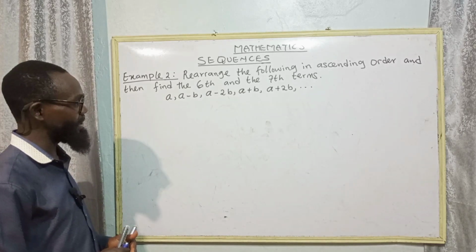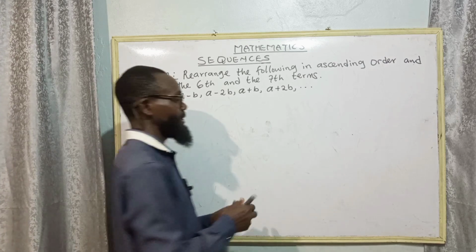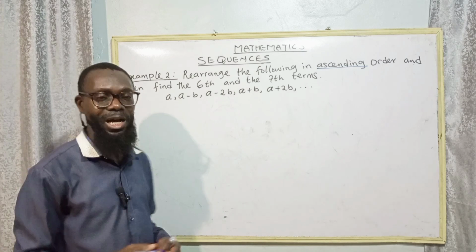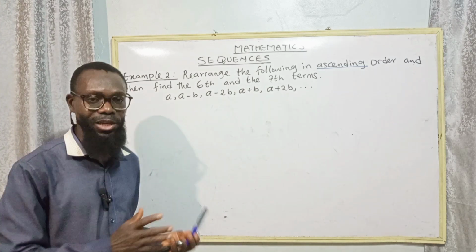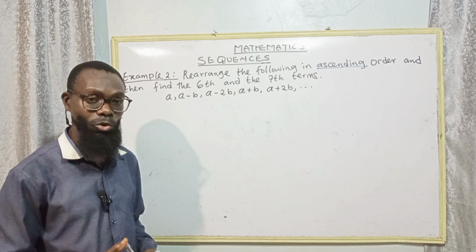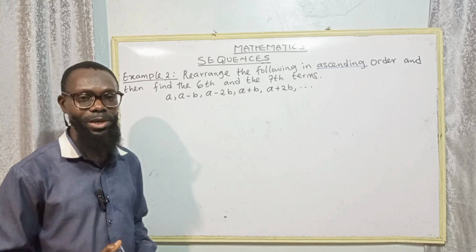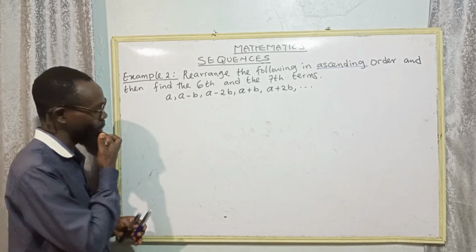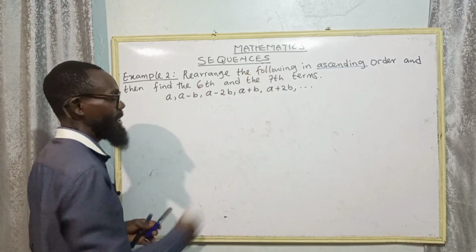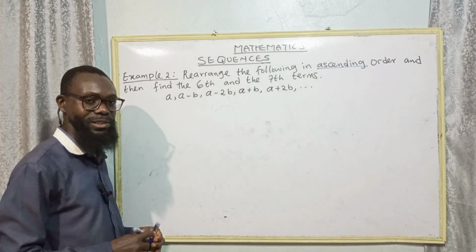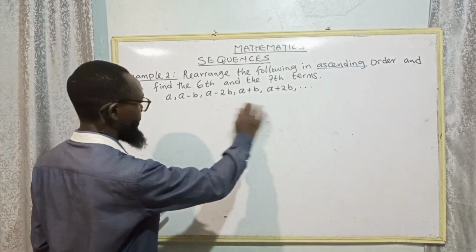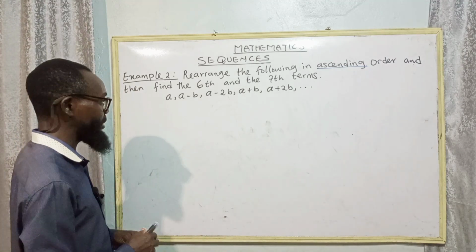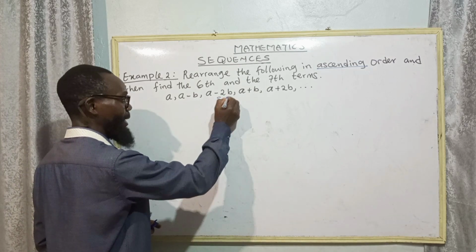Now, I want to arrange this in ascending order. The first thing is, what is the meaning of ascending order? We have ascending order and we have descending order. Ascending order means arrangement from lowest to highest, while descending order means arrangement from highest to lowest. Now, looking at these values, we want to arrange from lowest to highest. Which one is the lowest here? Okay, in order not to rack our brain much, let us try to use our normal numbers.